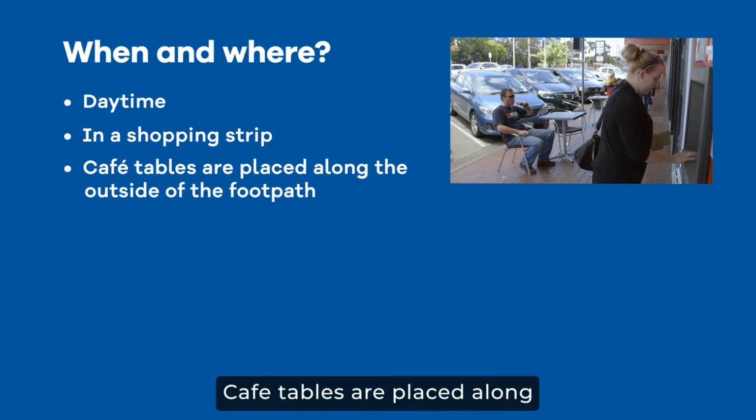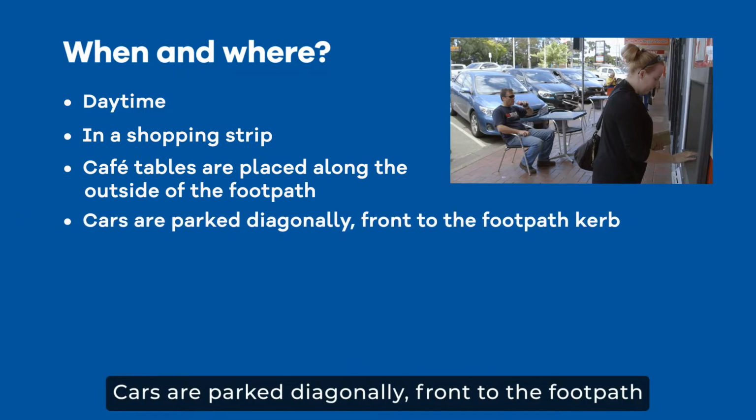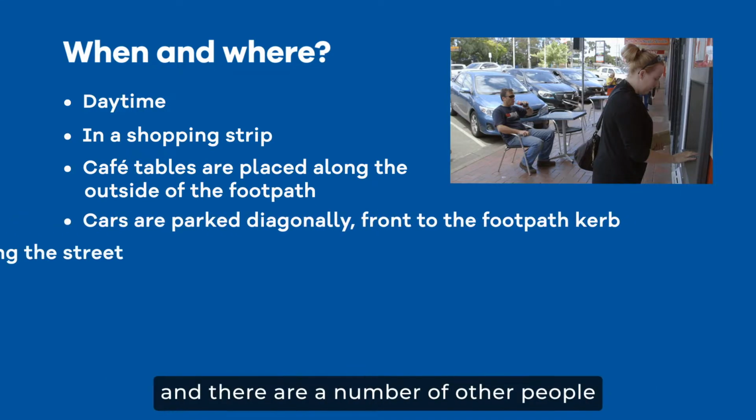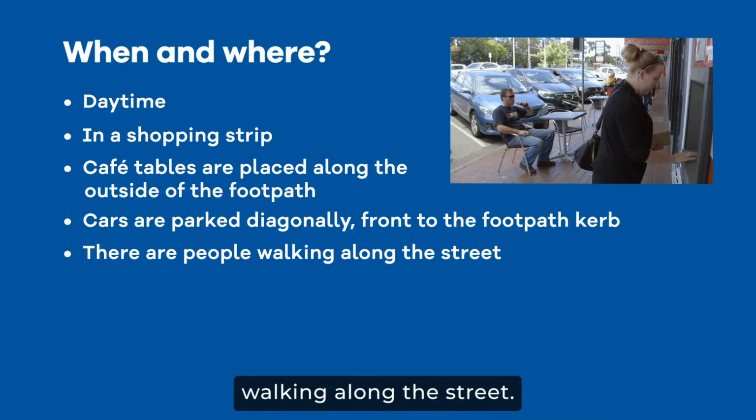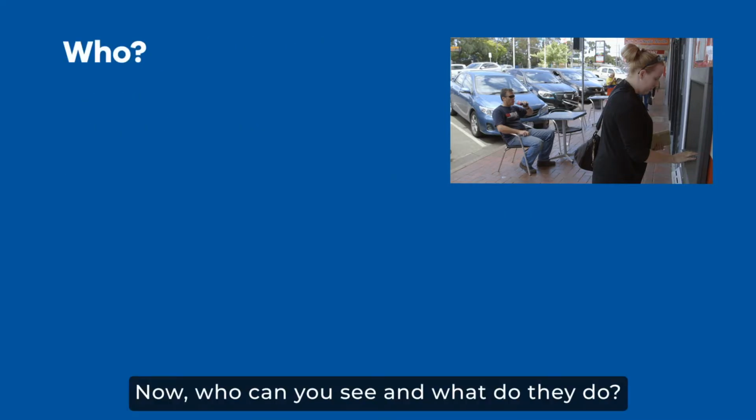Cafe tables are placed along the outside of the footpath. Cars are parked diagonally, front to the footpath. And there are a number of other people walking along the street. Now, who can you see and what do they do?